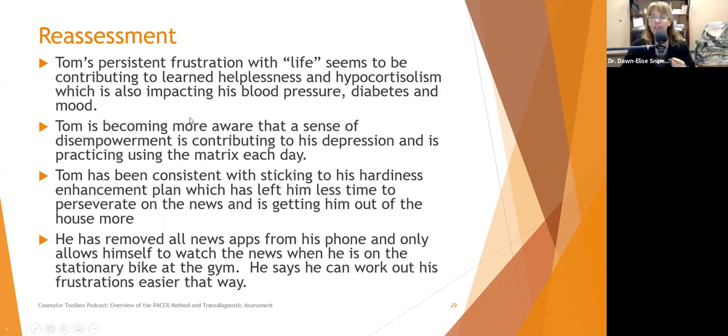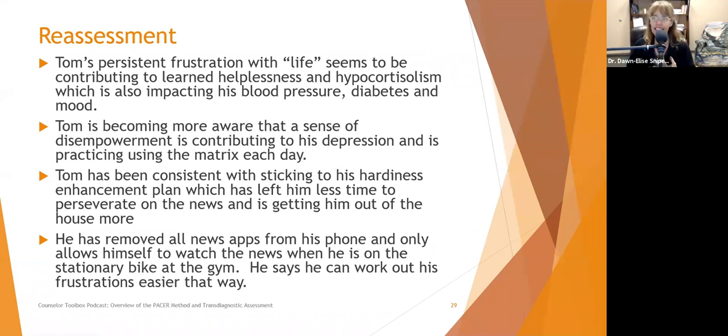His persistent frustration with life seems to be contributing to learned helplessness and hypocortisolism, which is also impacting his blood pressure, his diabetes, and his mood. He is becoming more aware that a sense of disempowerment is contributing to his depression and is practicing using the matrix each day. He's starting to recognize his autopilot and starting to recognize that, hey, I have choices.